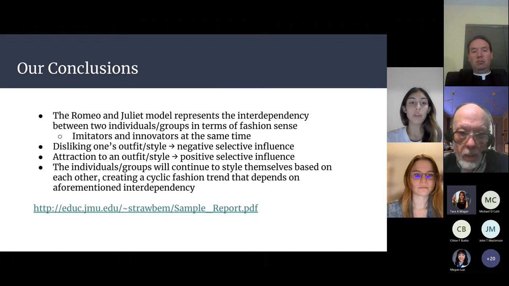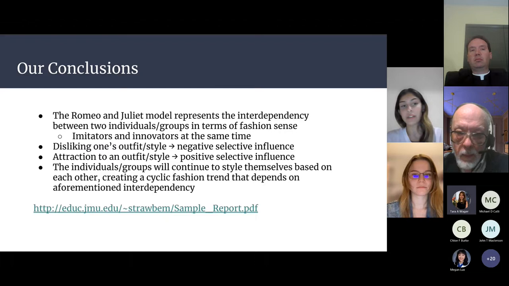And we can also probably take our model and adapt it to fit groups instead of individuals. And again, as I mentioned, disliking one's outfit is a form of negative selective influence, and attraction to an outfit is a form of positive selective influence. So the main conclusion here is that individuals will continue to style themselves based on each other, creating a cyclic fashion trend that depends on the aforementioned interdependency. So this is kind of like a bi-directional influence.